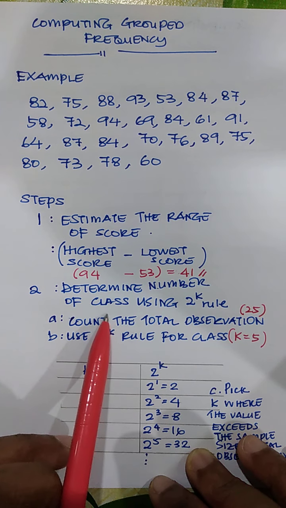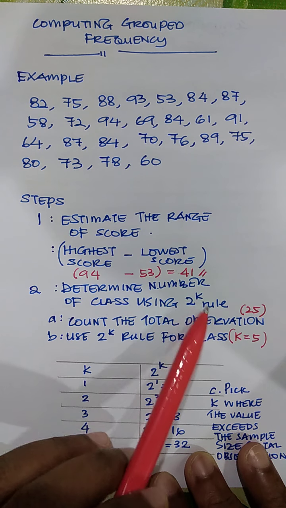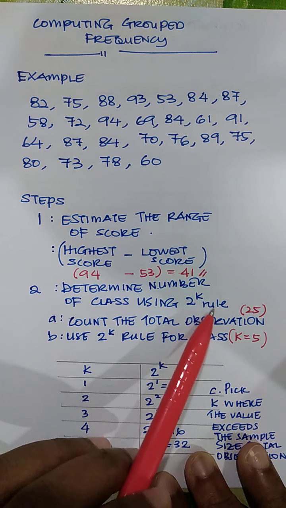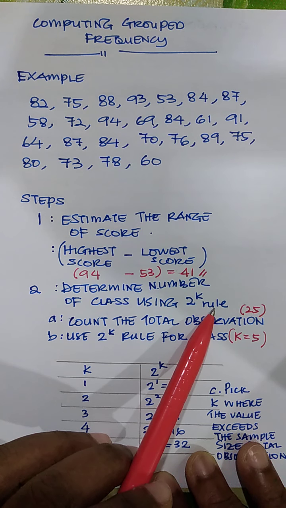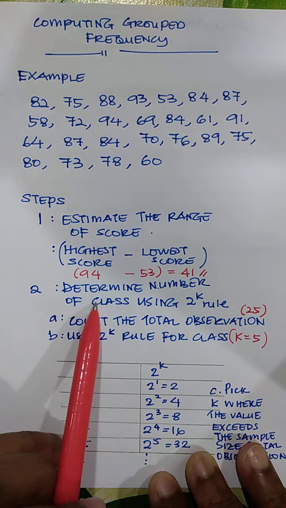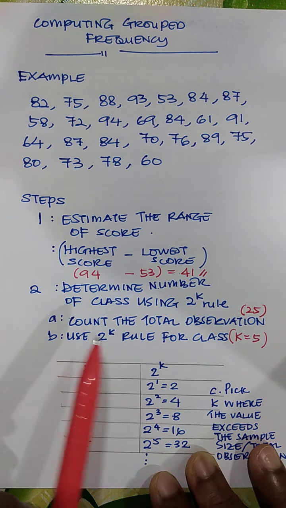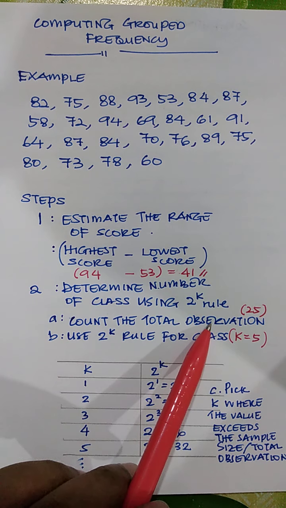Once we have our range, next is to determine the number of classes. Number of classes means the number of groups you want to form, using the 2^k rule, so 2 to the power of k. Now let's look at how to estimate the classes. Within estimating the classes, there are 3 steps. First, A, count the total observations.